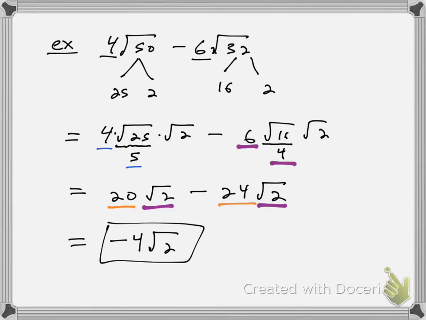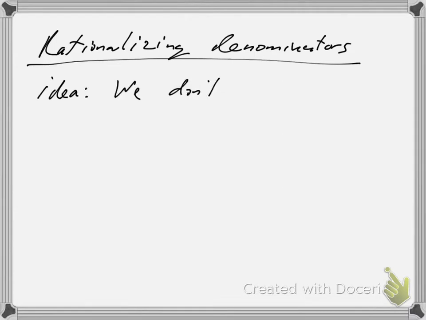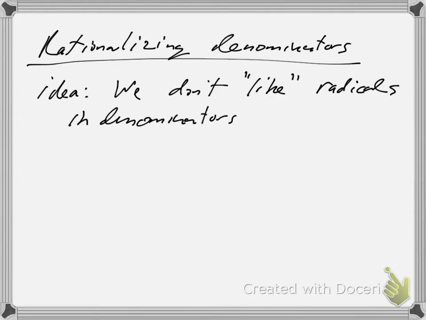Okay. Our last topic in this lecture is called rationalizing denominators. Here's what this means. In mathematics, the big idea is we don't like radicals, meaning roots, in denominators. As a convention, we do what we can to eliminate them. As an example, if I had 1 over the square root of 2, we like to not have the square root of 2 down here.